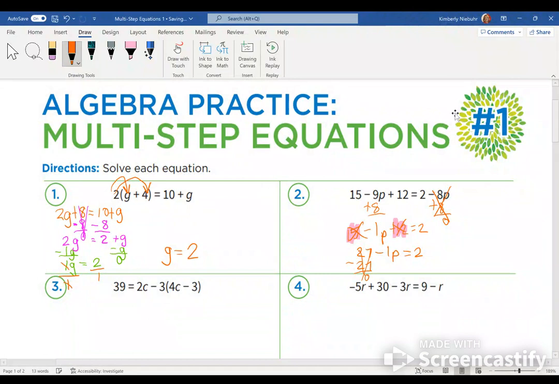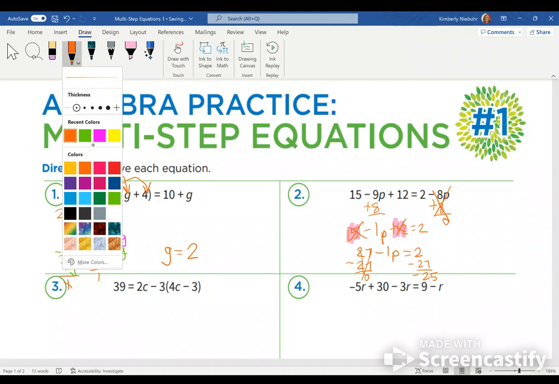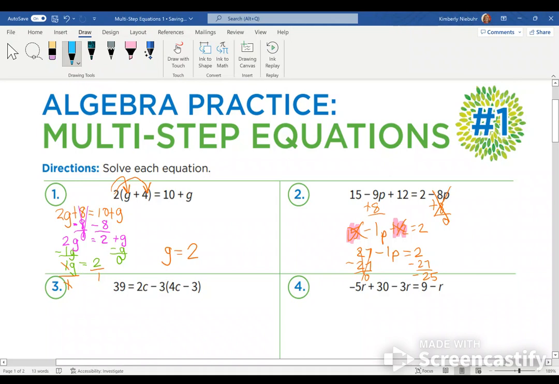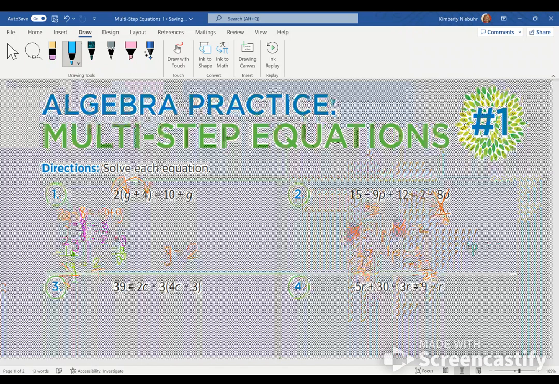What we do to one side, we do to the other. So we're taking away 27 from 2. So, calculator, 2 minus 27 gives us negative 25. And I'm going to rewrite this up above with a different color. Negative 1p equals negative 25.